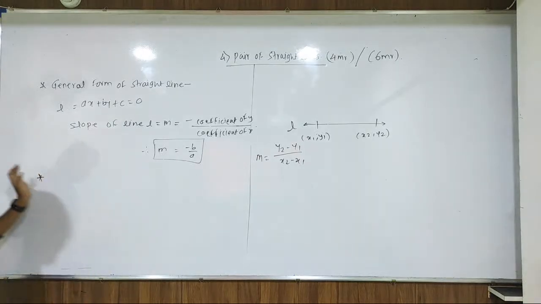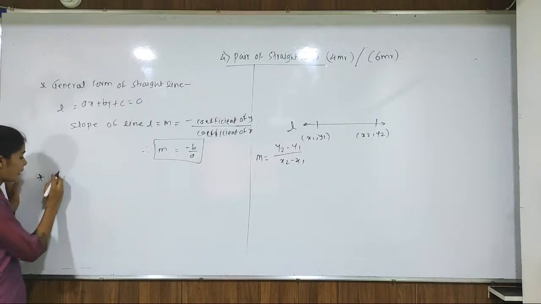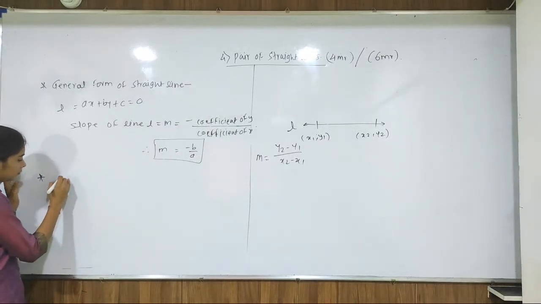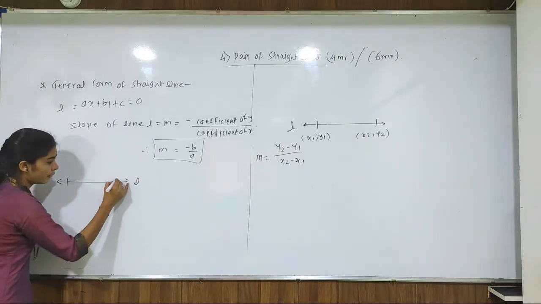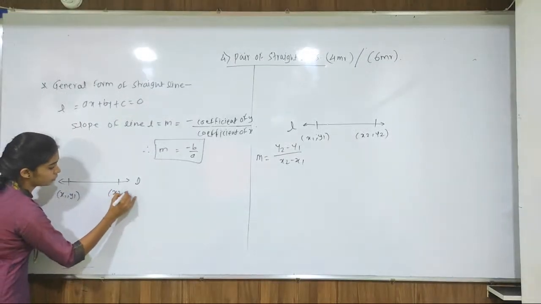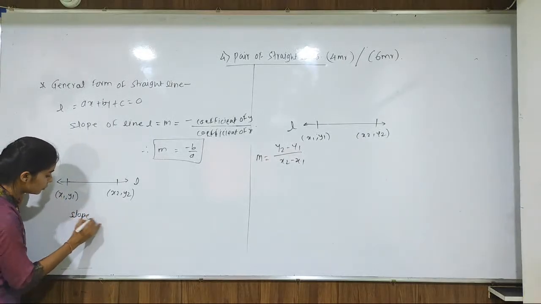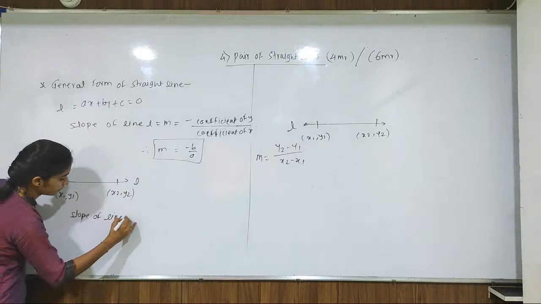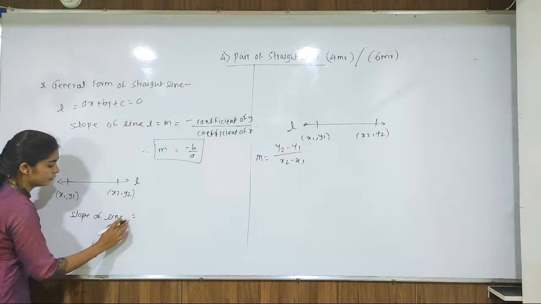Now next is, if we have 2 points, if we have this straight line L and we have these 2 points x1 y1 and x2 y2. Now take the slope of this line, slope of line L.